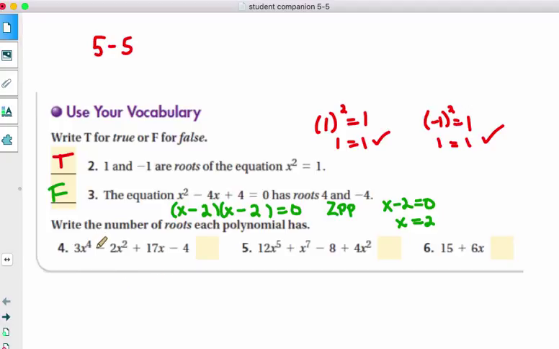So we have a giant theorem that says the highest power of our polynomial, the degree of our polynomial, tells us how many roots we have. So in this case, it would be 5, and here it would be 1.